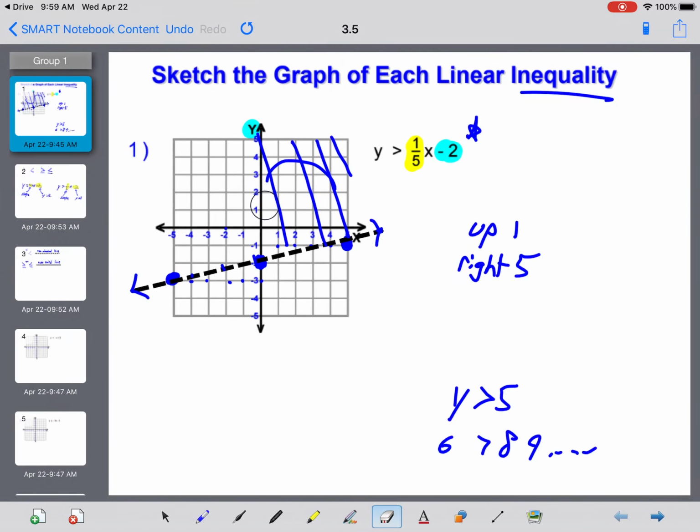Now, there's a second way that you can show this. Instead of drawing lines, which I think might be the neatest way to do it, the way that I like to show it on my smartboard and in these notes is by highlighting. So since this is greater than, I'm going to highlight above.